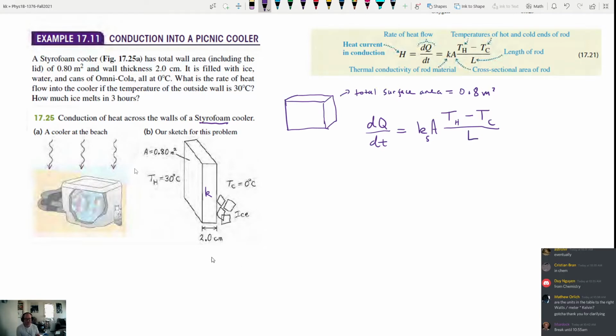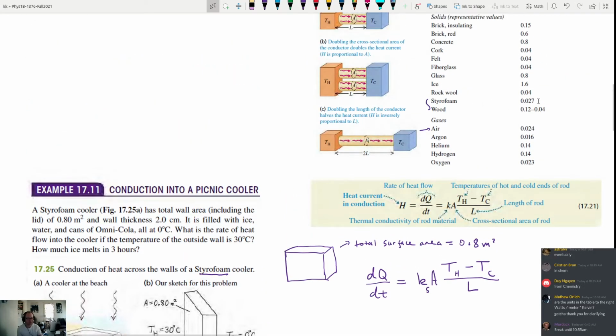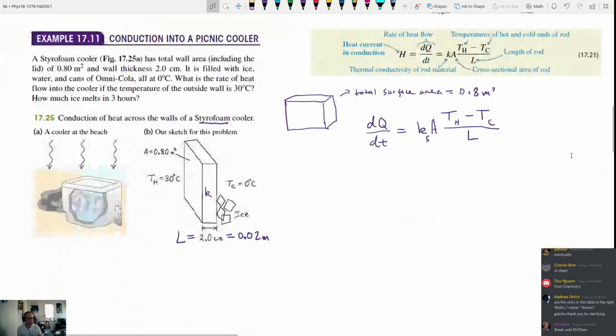So we have all the data, and we can plug everything in. We just need to look up K for styrofoam in the table. L is 2 centimeters, which has to be converted into 0.02 meters. Everything else is labeled: TC is here, TH is here, A is here, L is here. Let's look up the conductivity for styrofoam. It looks like it's 0.027 watts per meter Kelvin. Let's write that down.